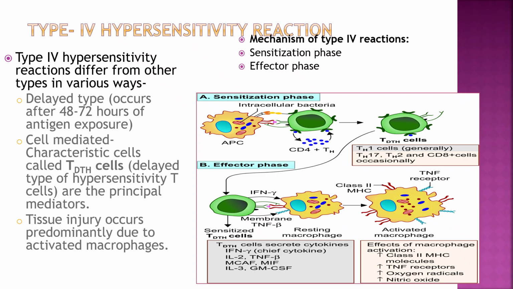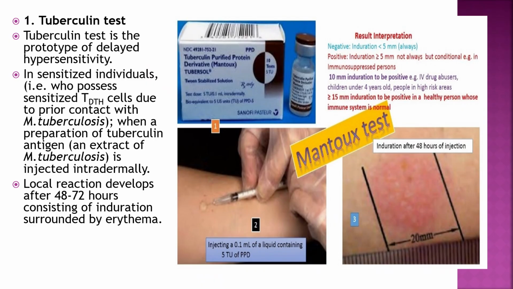So these sensitized TDTH cells secrete cytokines, that is interferon gamma, interleukin 2, TNF beta, then interleukin 3. Then these activated macrophages cause activation of class 2 MHC molecules, increase tumor necrosis factor receptors, oxygen radicals, and increase nitric oxide.